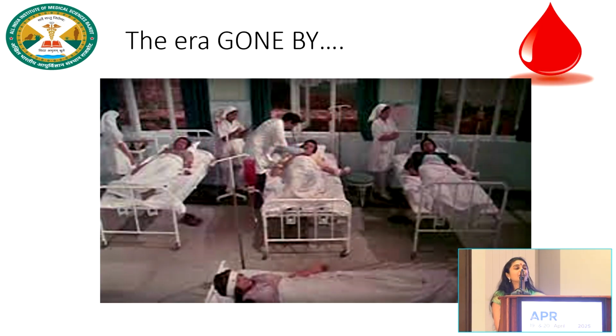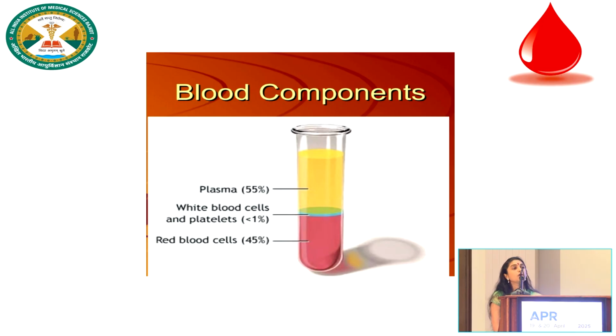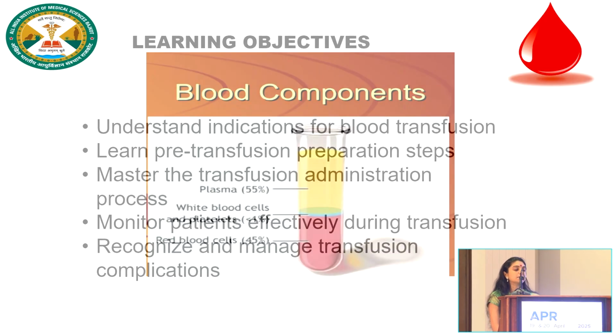The era gone by, Amar Akbar Anthony and many other movies have shown us, but we are not in that era. We are into the era of component therapy, not even whole blood, but components. So what are these components? We all know when we centrifuge the blood, depending upon the specific gravity of its components, they get separated in a refrigerated centrifuge as plasma. The middle layer contains white blood cells and platelets, and the lower layer contains packed RBC.